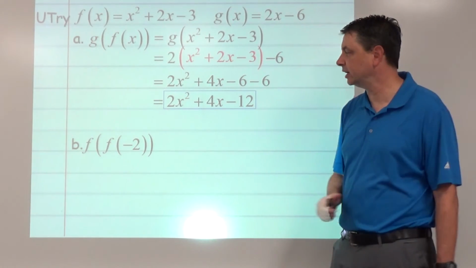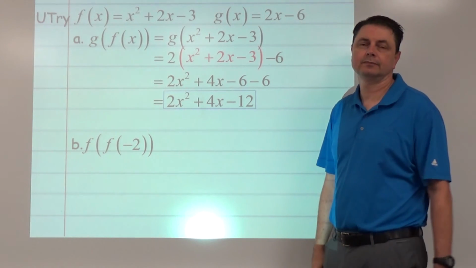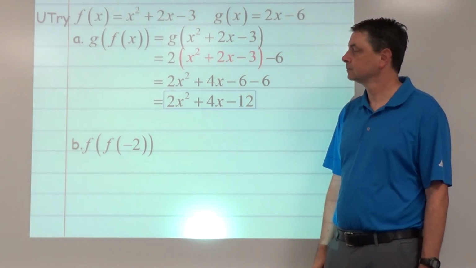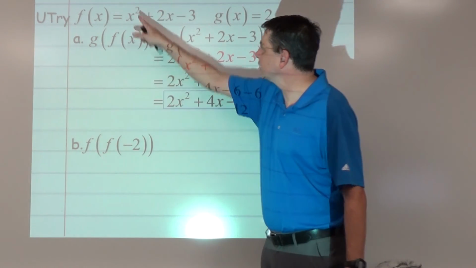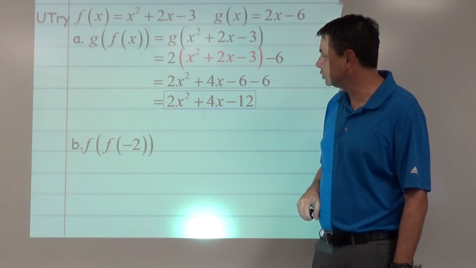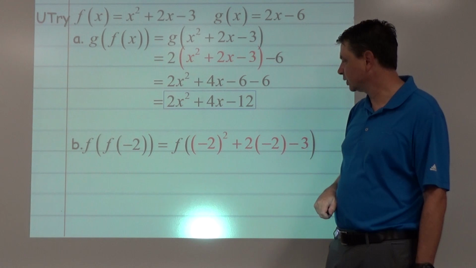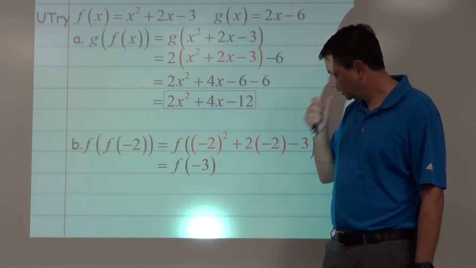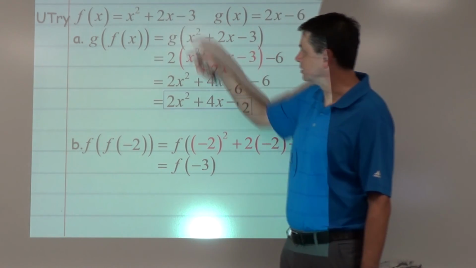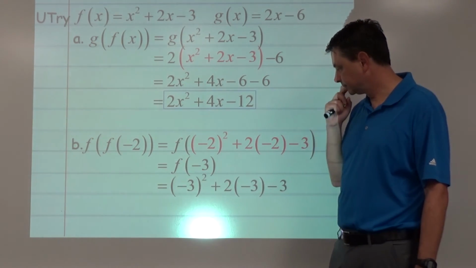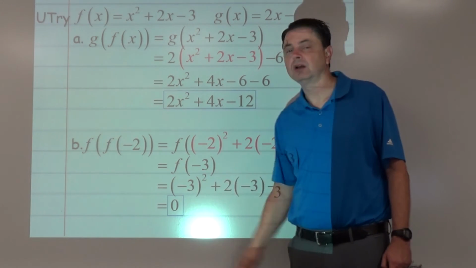All right, one last one here. Go ahead and try f of f of negative 2. Pause here. All right, we're going to start by plugging negative 2 into f. So negative 2 squared plus 2 times negative 2 minus 3. You would get negative 3. Plug that into the same function, into f. So negative 3 squared plus 2 times negative 3 minus 3. You get 0. So 0, final answer.